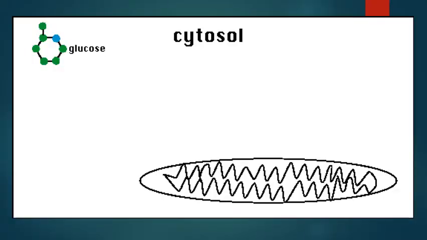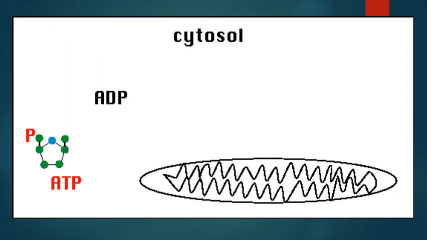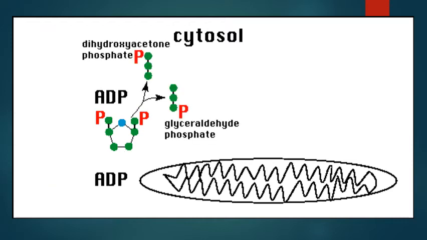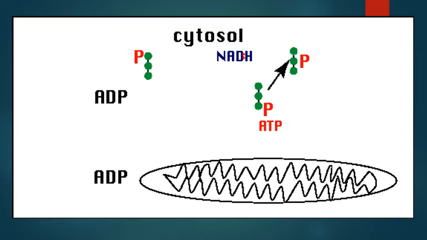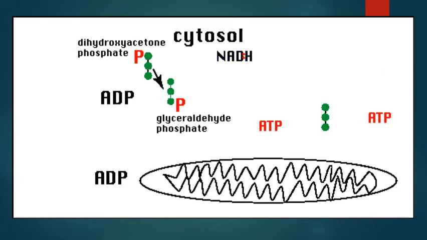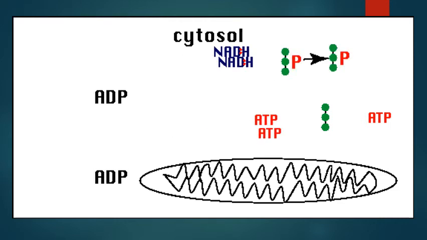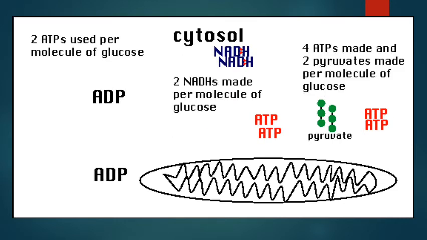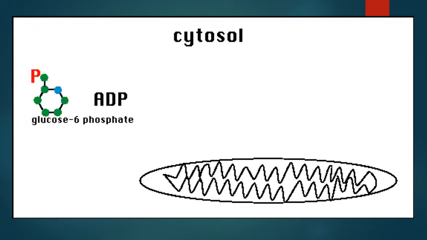Okay, next. This is just an example or animation of how the bacteria would undergo the glycolytic pathway. Okay, so it actually makes 4 ATPs and 2 pyruvates. Next.